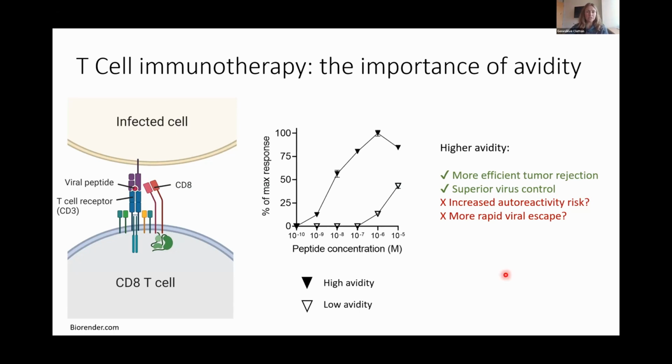However, in certain contexts, high avidity cells may increase the autoreactivity risk, perhaps in cancer if a mutated self-epitope is being targeted. And it's also been suggested that high avidity cells in certain contexts could drive more rapid viral escape.